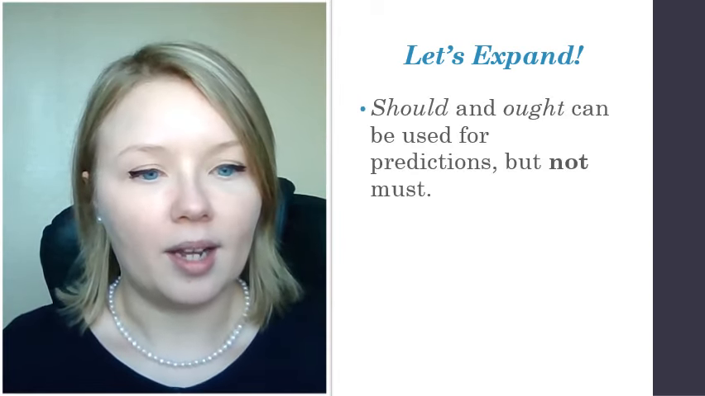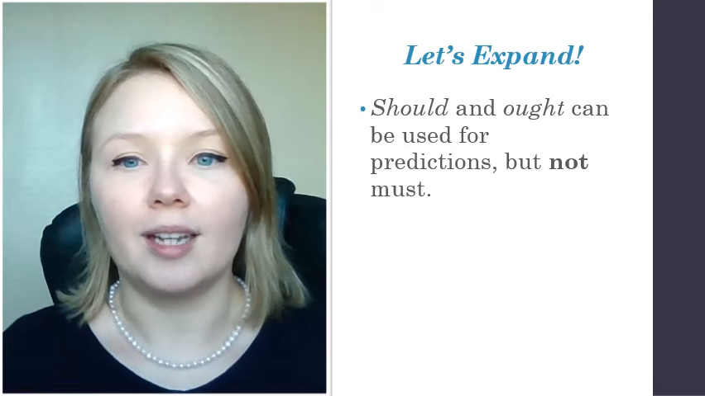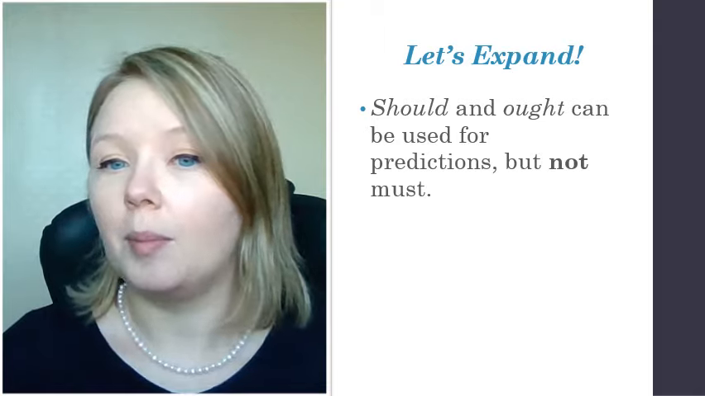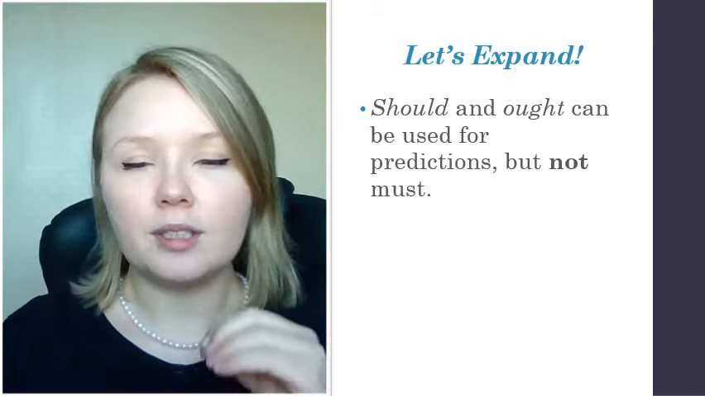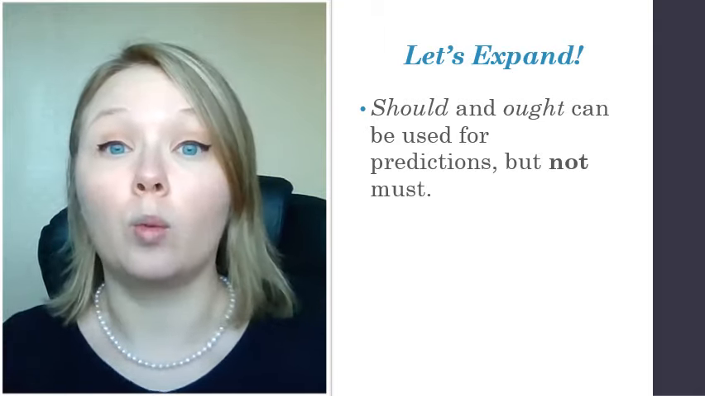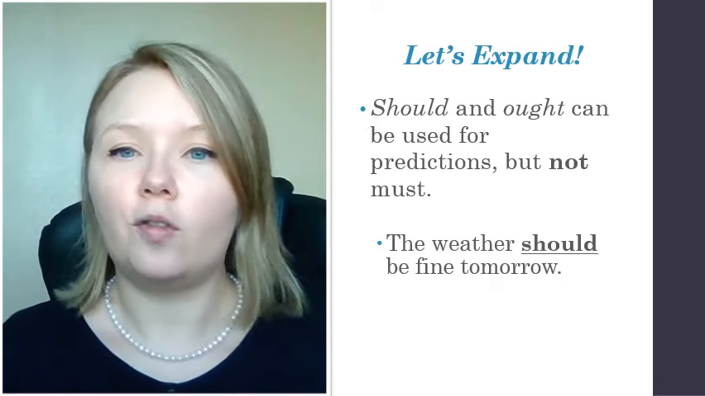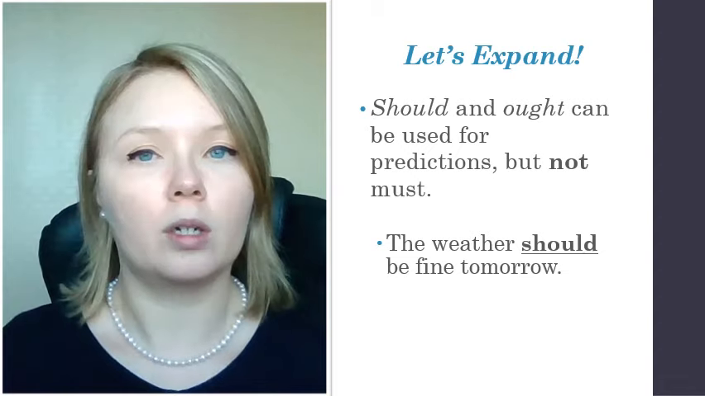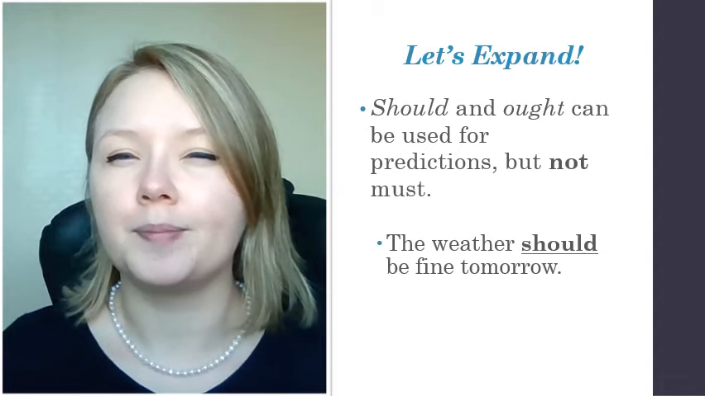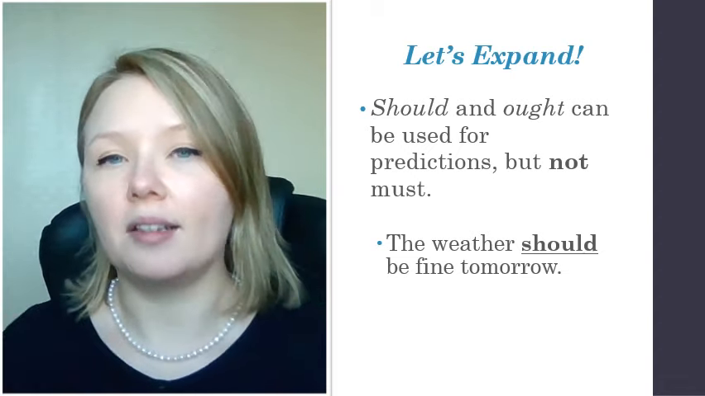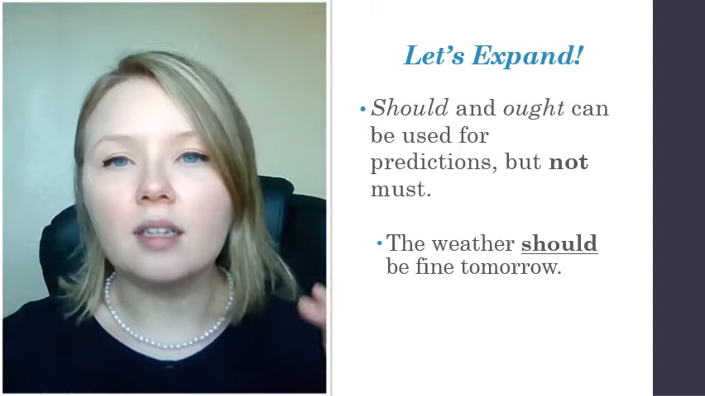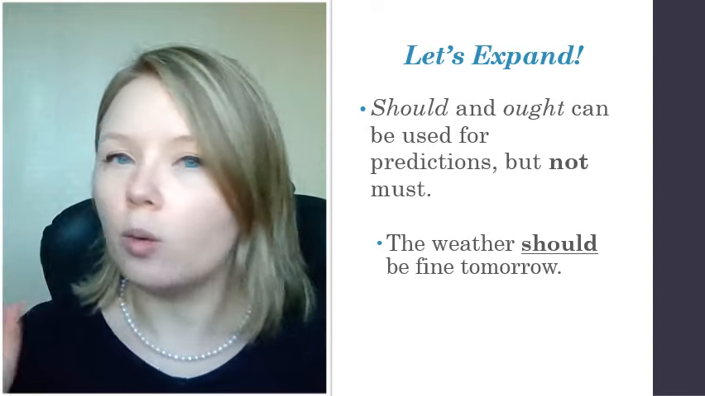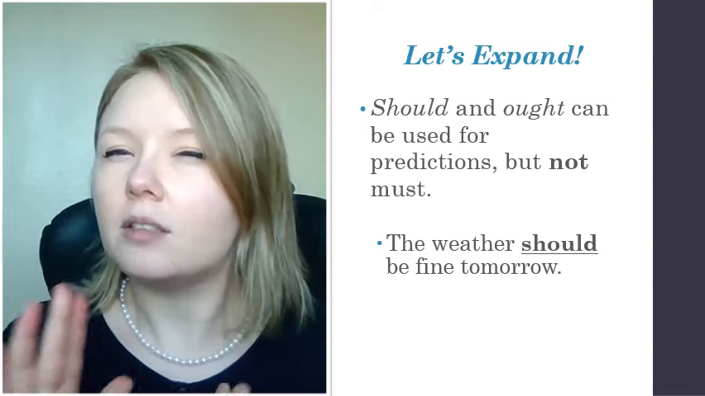Here's another expansion for the words should and ought. Should and ought can be used for predictions, but not must. So a prediction is when we are guessing what will happen, right? So for example, I could say, the weather should be fine tomorrow, or the weather ought to be fine tomorrow. I'm predicting, I'm guessing. Weather is a little unpredictable. Maybe it will rain. We don't know.